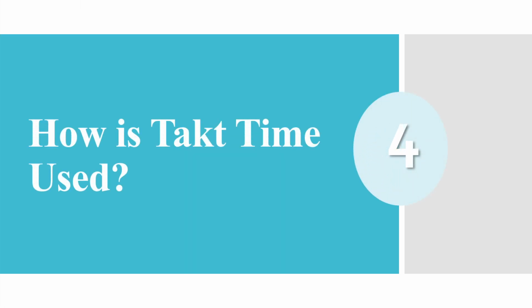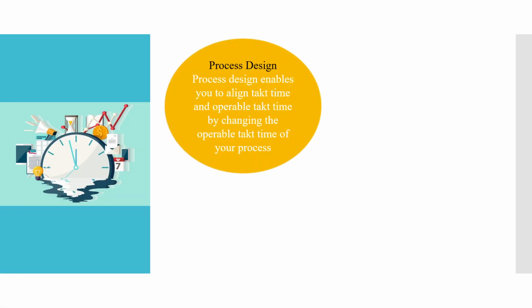Now let us understand how this takt time can be used. So takt time is used in process design, in designing the process. Process design enables you to align takt time and operable takt time by changing the operable takt time of your process. So by proper idea of your takt time, you can calculate what is your operable takt time and you can accordingly design your process and accordingly set your process.